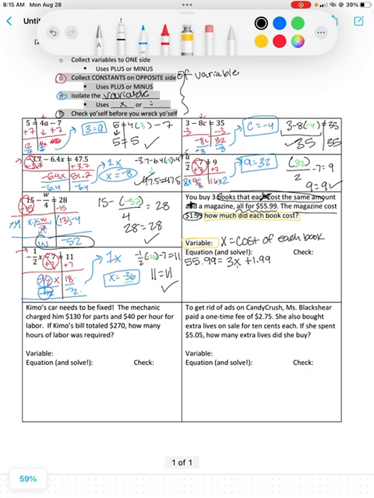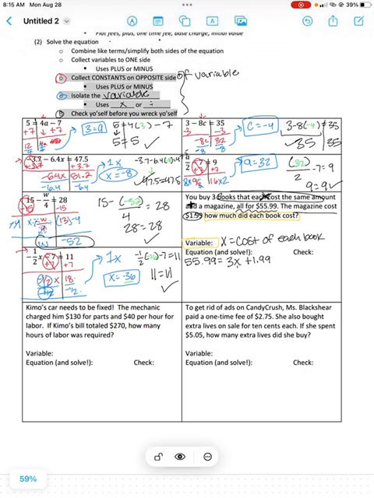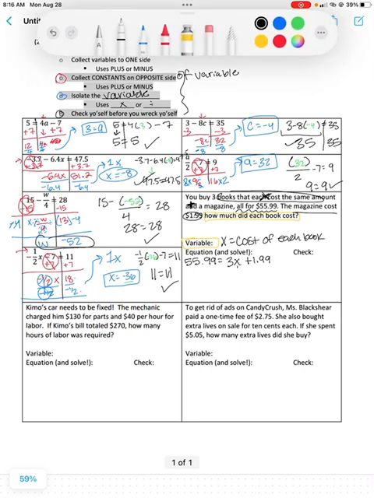Okay, next we've got Chemo's car needs to be fixed. The mechanic charged him $130 for parts and $40 per hour for labor. If Chemo's bill totaled $270, how many hours of labor were required? So this is asking us about the hours of labor. So we're going to make our variable hours of labor.